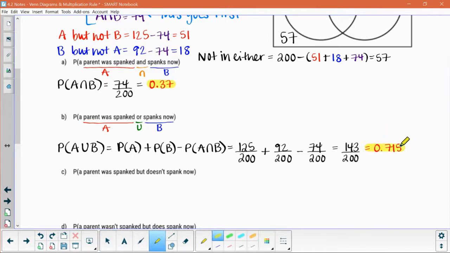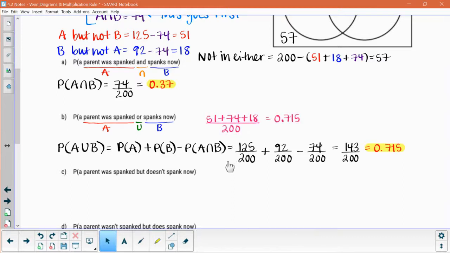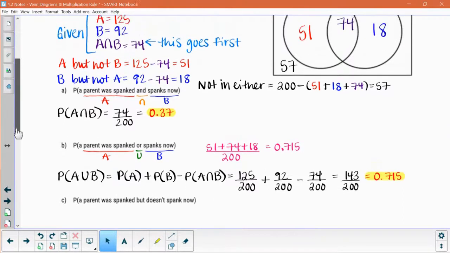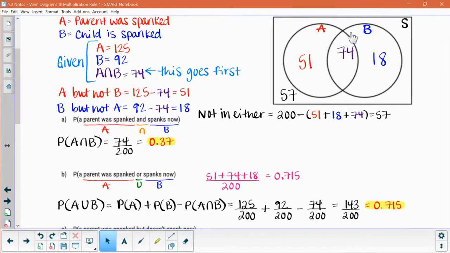Now, oftentimes, if they do not ask you to make a Venn diagram, you won't. But if you do, you could approach this in a much quicker way. If I just want the or statement, all I have to do is look at my Venn diagram. If I just want A or B, remember it's both circles entirely. So I add 51 plus 74 plus 18, which gives me the same value of 0.715. Either method works, either method is valid.